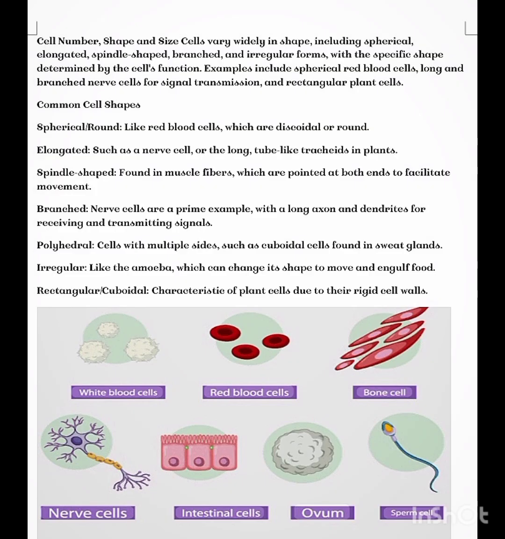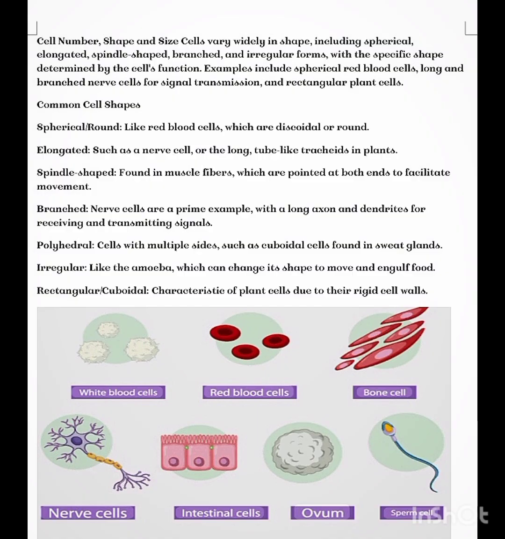Cell number, shape, and size. Cells vary widely in shape, including spherical, elongated, spindle-shaped, branched, and irregular forms, with the specific shape determined by the cell's function. Examples include spherical red blood cells, long and branched nerve cells for signal transmission, and rectangular plant cells.